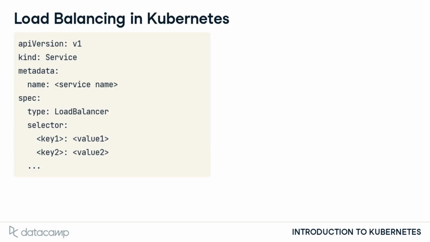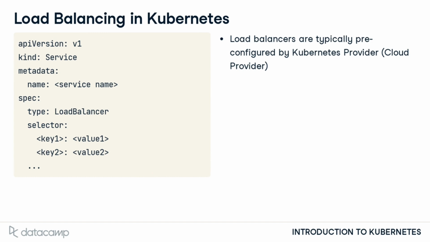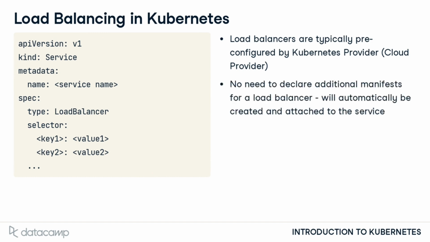Load balancers are just a special type of service which we can declare in the spec section of the manifest. When we deploy the service, our Kubernetes provider will create a load balancer for us. We do not need to declare additional manifests to deploy actual load balancer software.